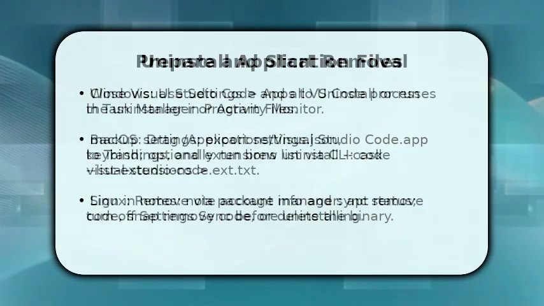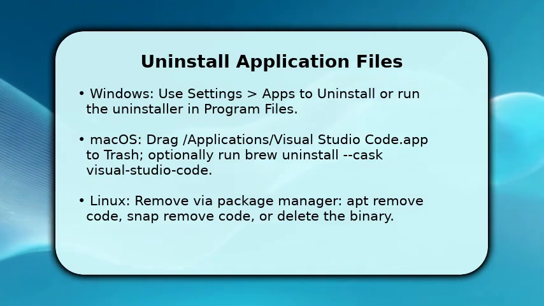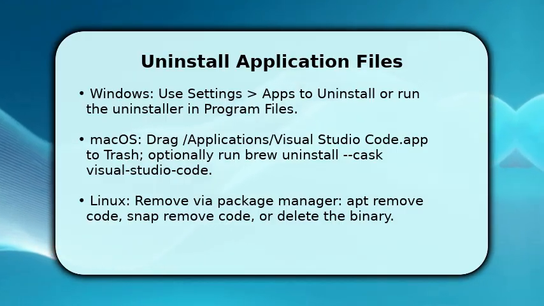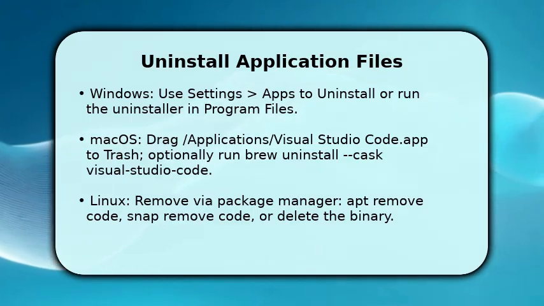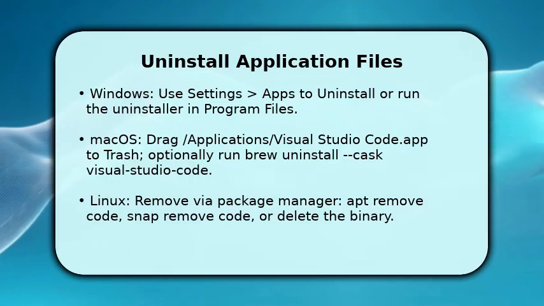Now uninstall the core program itself using the native method for your OS. On Windows, use Settings, Apps, or the uninstaller. On macOS, drag the app to trash or use brew uninstall --cask visual-studio-code. For Linux, remove via apt, snap, DNF, or the package manager you used. Make sure you run with administrator privileges where required. This ensures all installed binaries are removed.